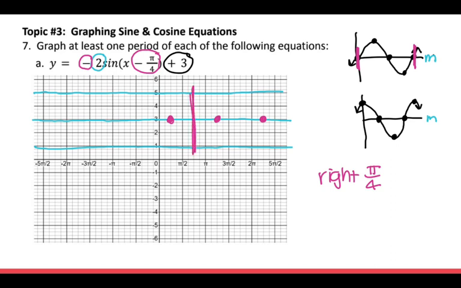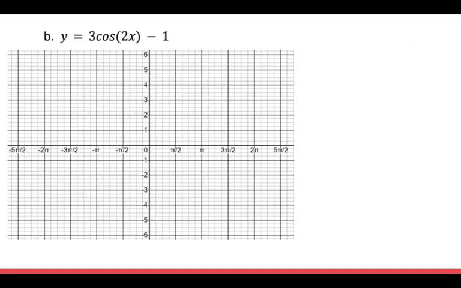So now I'm looking right here, and since there is a reflection, instead of being up at 5, my other point is going to be down at 1. And then I'm going to cut in half over here, and then that's where it's going to hit the high. And this is my graph for number 7A. All right, let's do letter B.